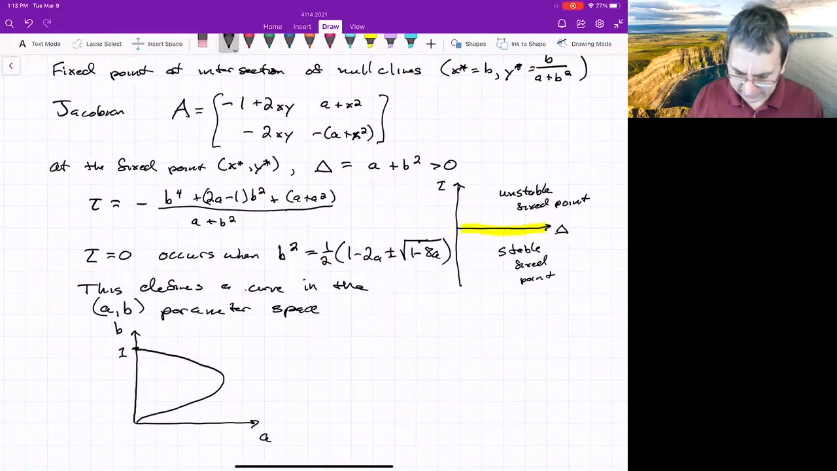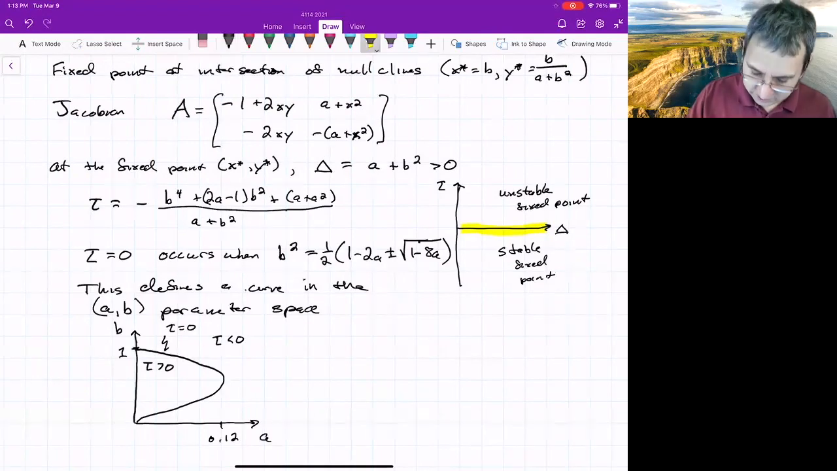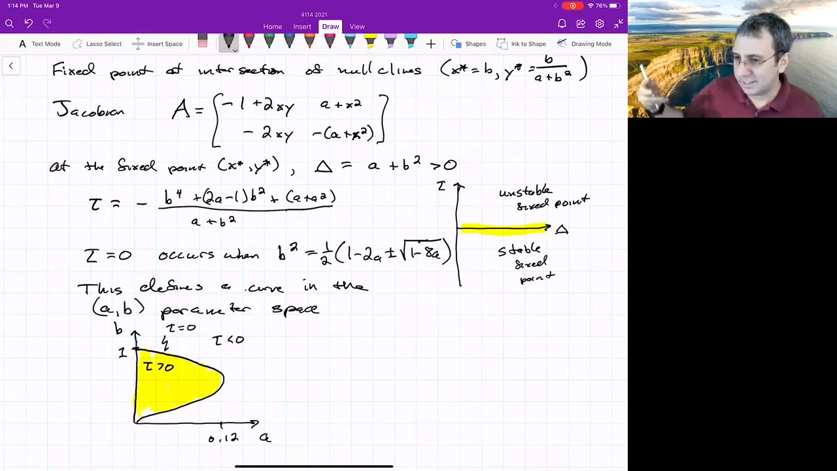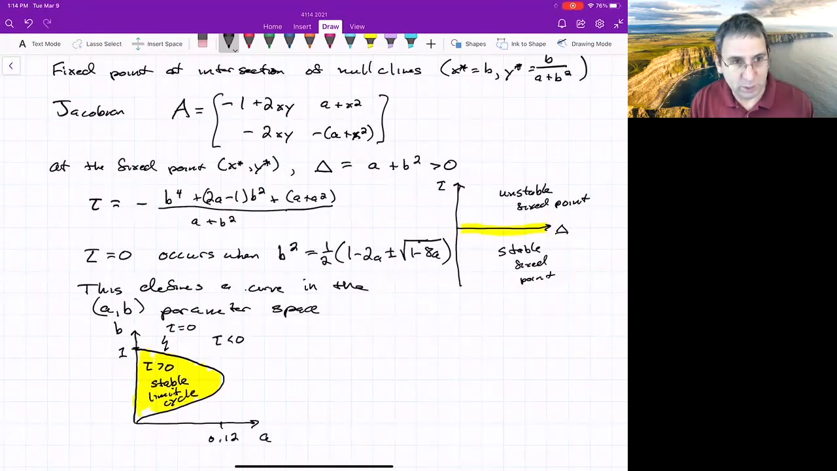And tau is greater than 0 here. Tau is less than 0 here, right? And along this curve, tau equals 0. This goes out to about 0.12 in a. So in this region where tau is greater than 0, we've got an unstable fixed point, which means we would have a limit cycle by the Poincaré-Bendixson theorem. Since the arrows are pointing inward, it's a stable limit cycle. And then outside of that, we have a stable fixed point.